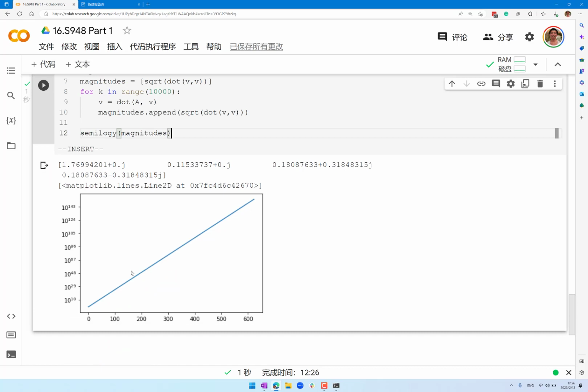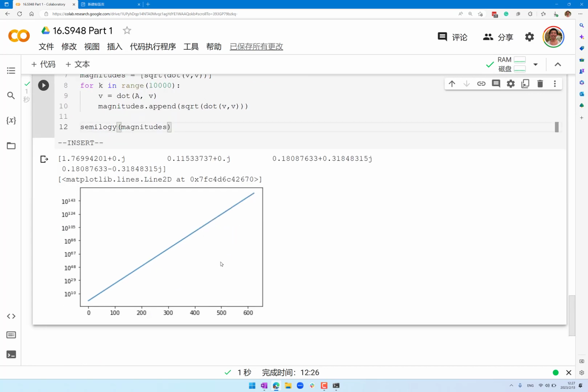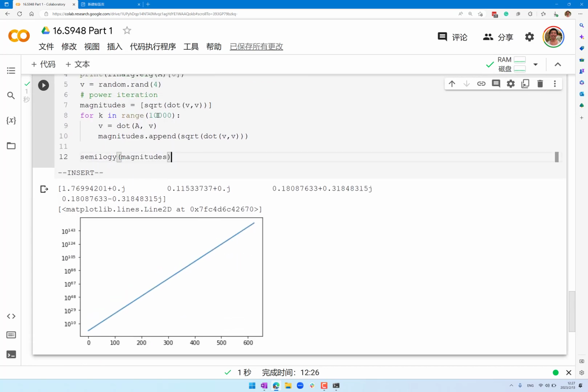Here we see a clear slope. So in a semi-log plot, a linear line means what? Exponential growth, right? And instead of 10,000 iterations, we can only see about 600, because the number now actually exceeds the range of double precision floating point.